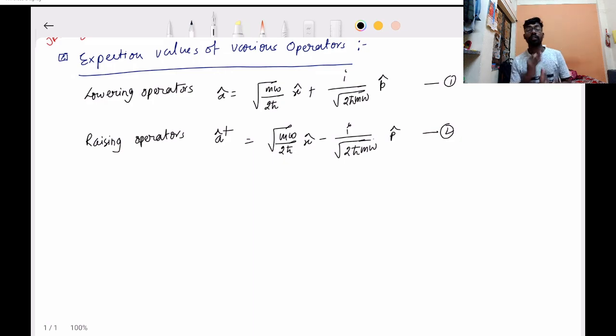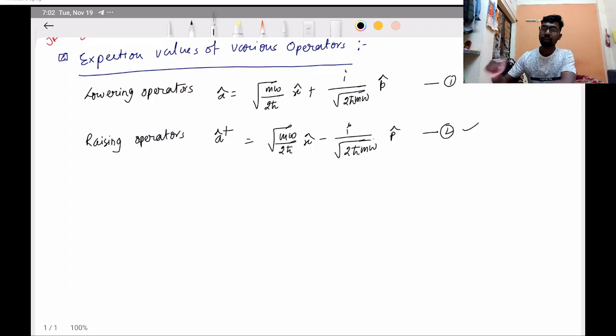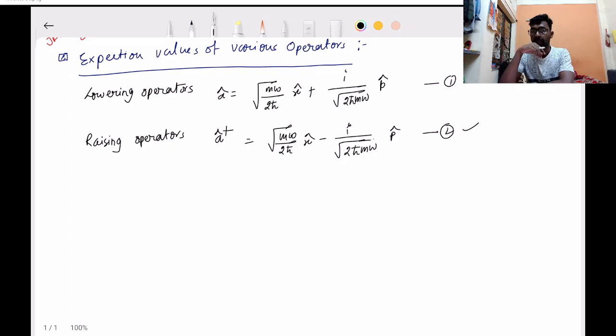As we try to calculate the expectation values of position and momentum operators, we now express these operators in terms of lowering and raising operators. Equation number 1 and equation number 2 are expressed in terms of position and momentum operators. We are now performing a reverse process: we express the position and momentum operators in terms of the lowering and raising operators. It's very easy, just add and subtract. We get the position operator in terms of lowering and raising operators.